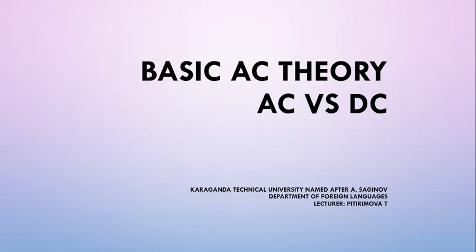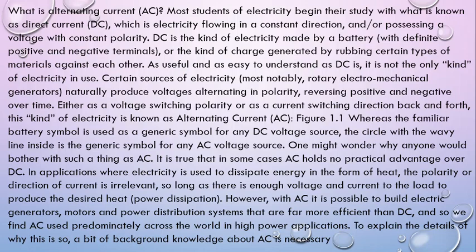First of all, guys, let's determine what is alternating current or AC. Most students of electricity begin their study with what is known as direct current or DC, which is electricity flowing in a constant direction, or possessing a voltage with constant polarity. DC is a kind of electricity made by a battery with defined positive and negative terminals, or the kind of charge generated by rubbing certain types of materials against each other.